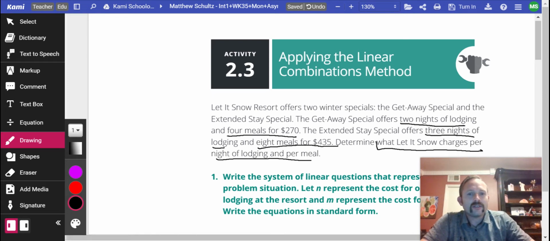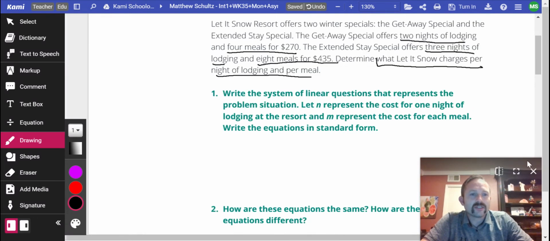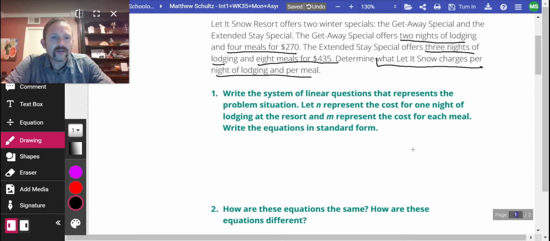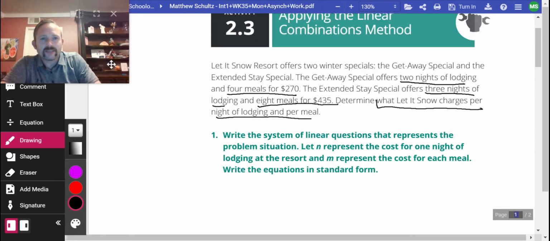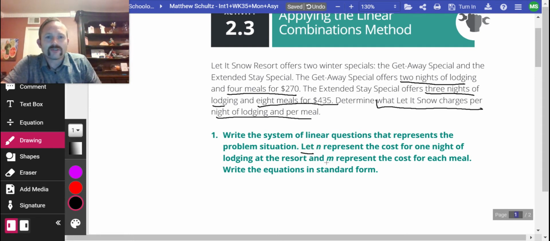All right, so it says write a linear equation that represents the problem situation. Maybe I should have written this out and said, I know, let n... we don't have to do it. They already gave it to us. Let n represent the cost of 1 night of lodging at the resort, and m represent the cost of each meal. Write the equations in standard form.